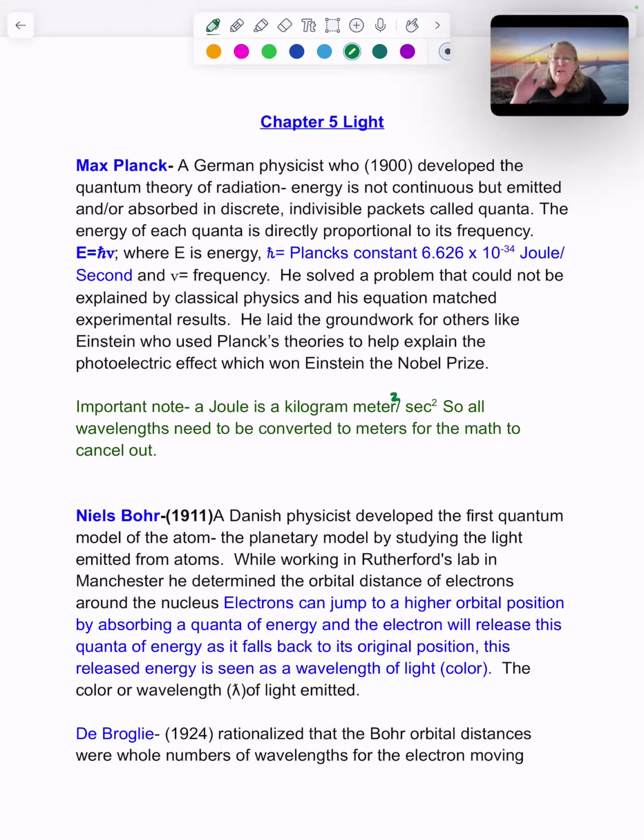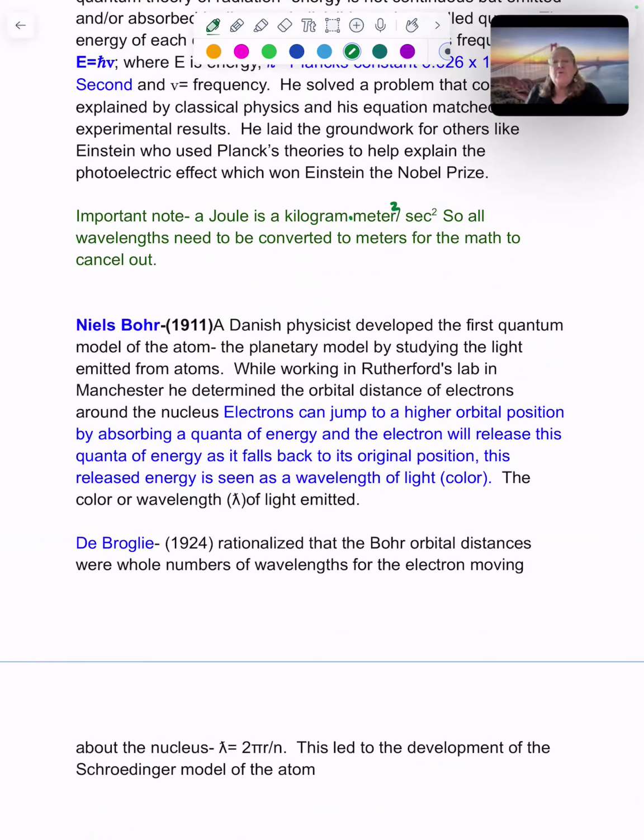And Max Planck laid the groundwork for others like Einstein, who used Planck's theories to help explain the photoelectric effect, which is what Einstein won his Nobel Prize for, not special relativity. Now, the unit of a joule is a very specialized unit. And when you think about a joule, it's important to note that a joule is a kilogram times a meter squared per second squared. So when we work with this, all of our wavelengths need to be in meters.